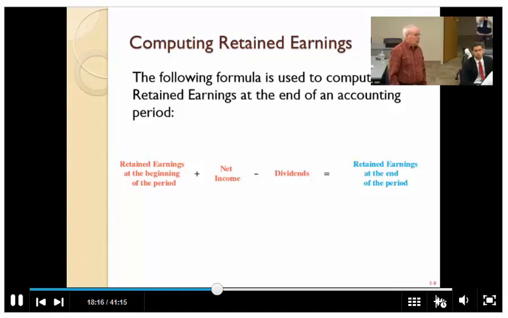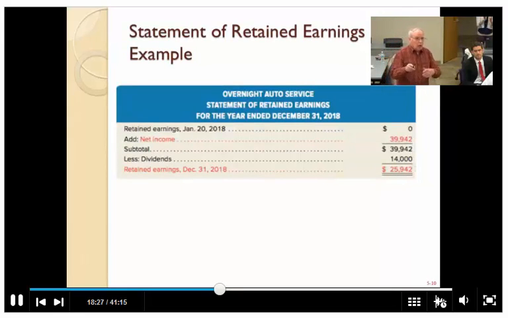Okay, so the intermediate step then is the statement of retained earnings. And again, very simple. Tonight you're going to calculate the value of net income, revenue minus expenses. Then you're going to subtract any dividends that were paid, right off the trial balance. And now I have what my ending balance of retained earnings should be. And now I can balance my balance sheet.